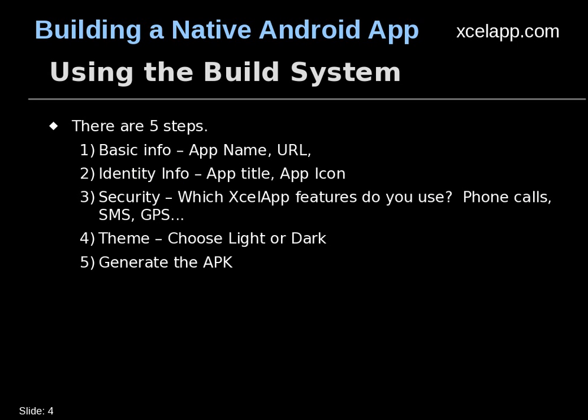There are 5 steps. Basic info, give us the app name, the URL, some identity info, the app title, the app icon, some security info, which XcelApp features do you use, if you're going to use phone calls API, if you're going to send or intercept SMS messages, use GPS, in-app billing, AdMob, all those kind of things we need to know about it. Which theme do you want? You can have a light theme, dark theme, and then you generate the APK of course.